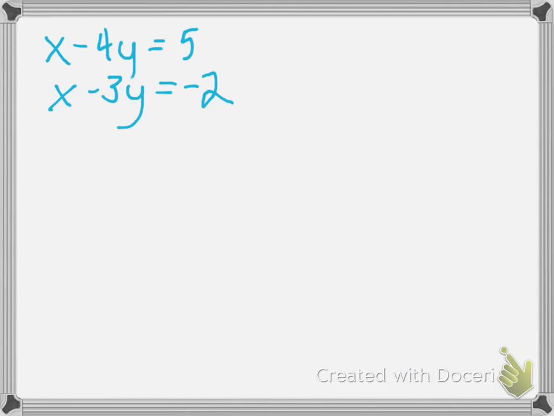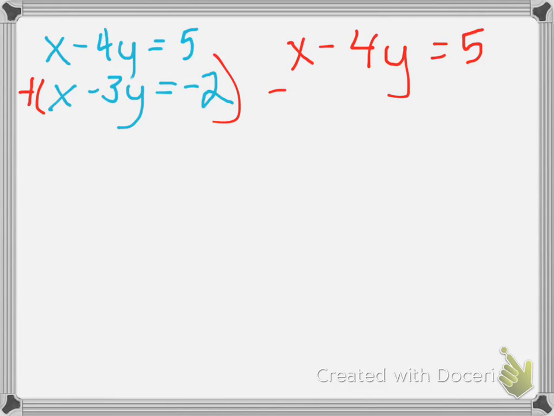The second example, remember the first thing you want to check is that all your variables are lined up. Then the second thing you want to check is if one of the variables will cancel out. In this case, if you add them together, nothing will cancel, but if you subtract, your x's will cancel. So remember, when you are subtracting, what you're doing is multiplying the entire equation by negative 1. So you need to rewrite your top one, x minus 4y equals 5.